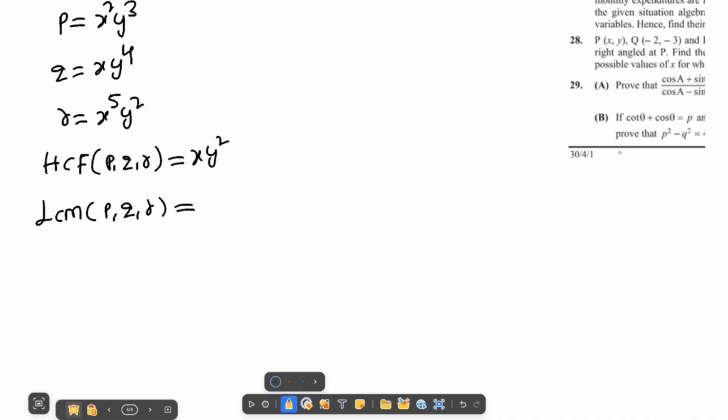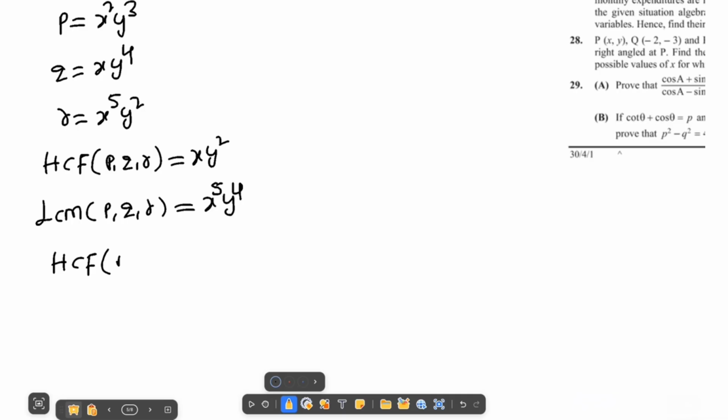So in x, x power 5 is greatest. In y, y power 4 is greatest. So this is the LCM. Now we have to check the product of HCF and LCM. Let's check the product of HCF of these numbers.